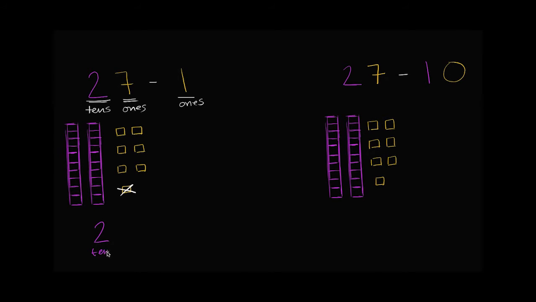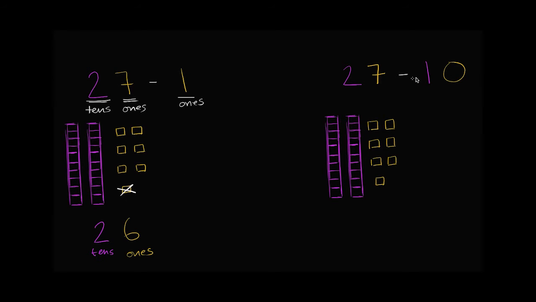So I still have a 2 in the tens place. And now how many ones do I have? Well, I used to have 7. I took 1 away. Now I have 6 ones. So 2 tens and 6 ones, well, we call that 26.